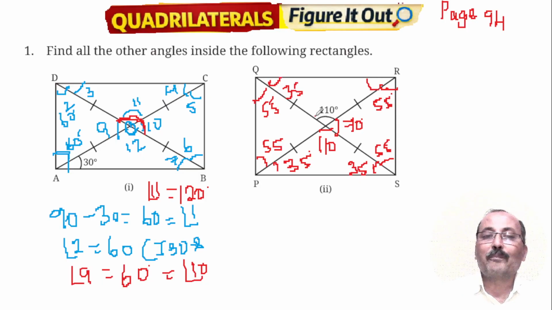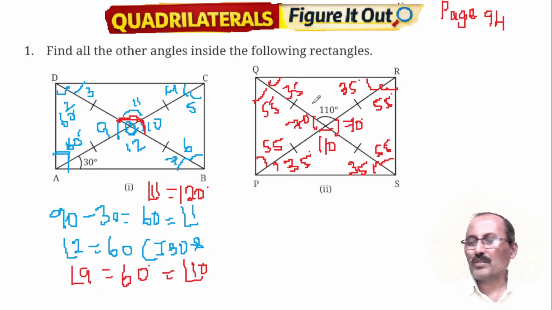If it is 35, then by the isosceles property or the angle sum property, that means the 90-degree property, this must totally be 90 degrees. That's all, the angles are over. Only one angle is left here. Why leave that one? That is also 70 degrees.